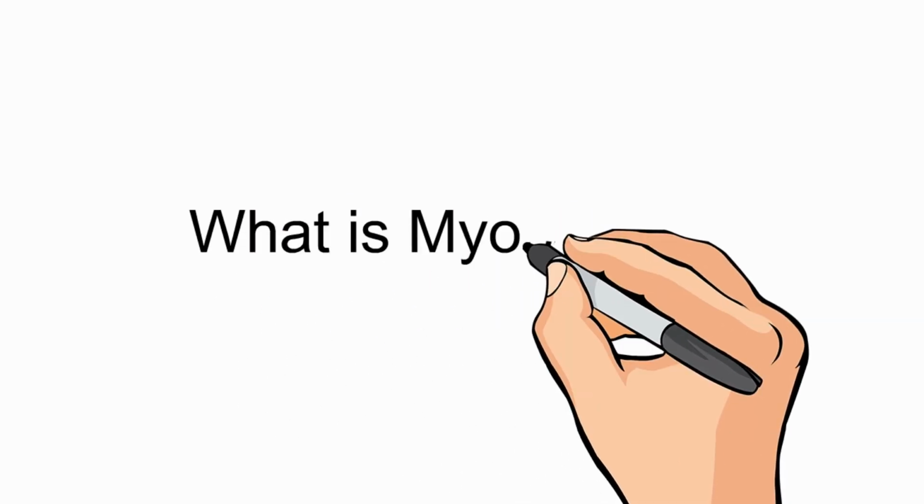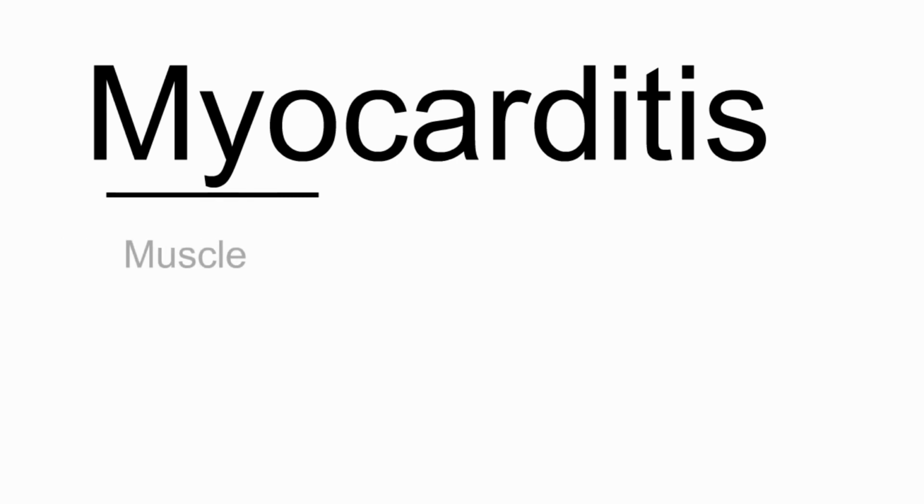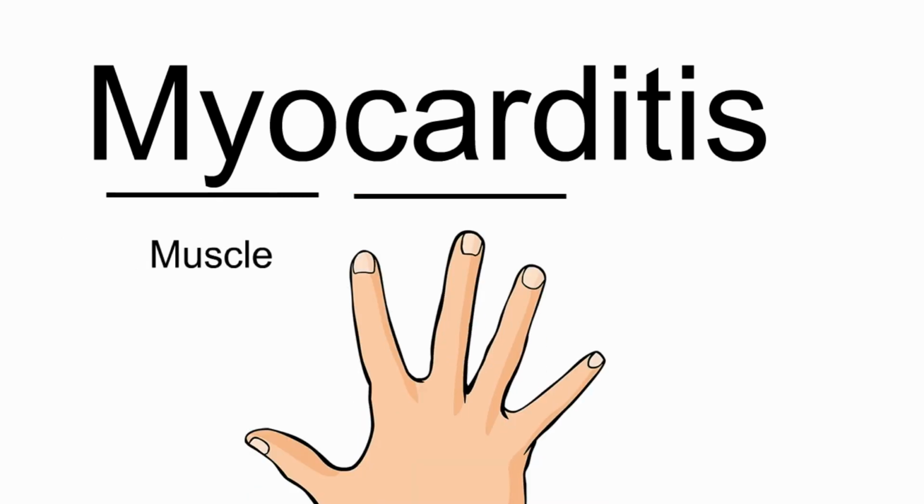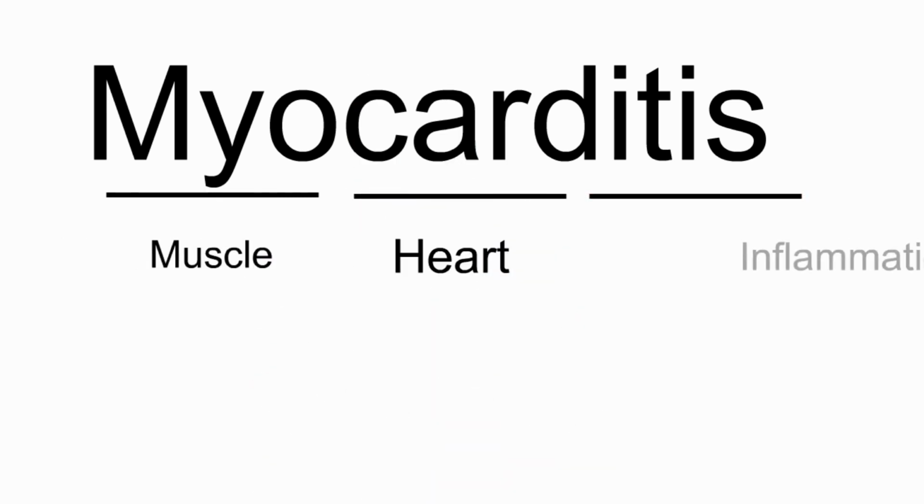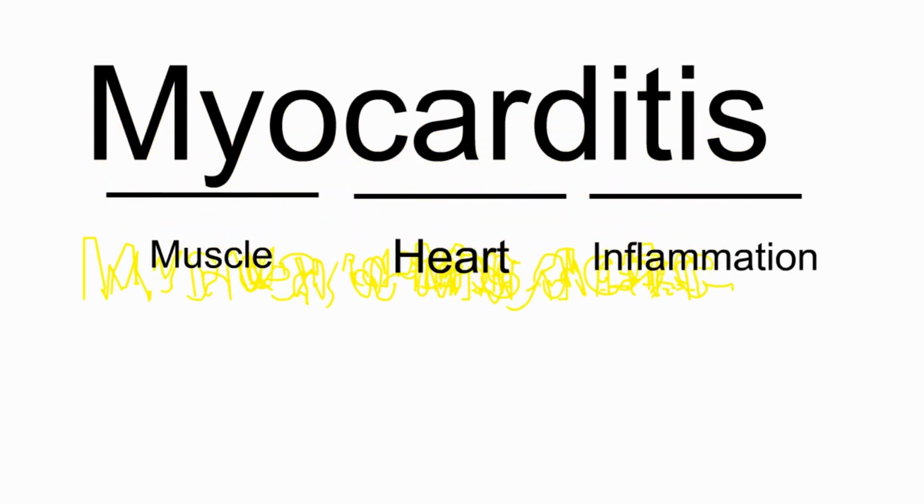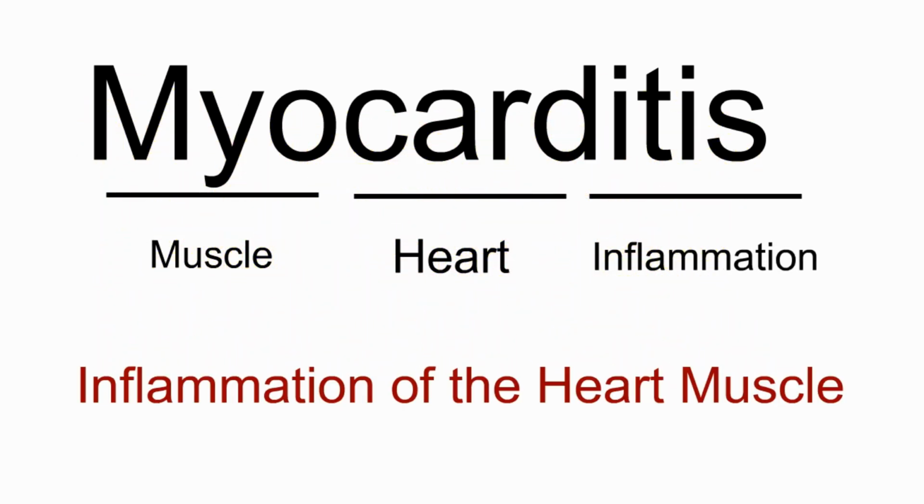What is myocarditis? The word myocarditis is made up of three parts. Myo meaning muscle, card meaning heart, and itis meaning inflammation. Put it all together and you will have inflammation of the heart muscle.